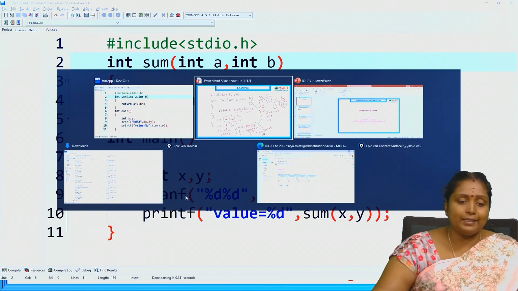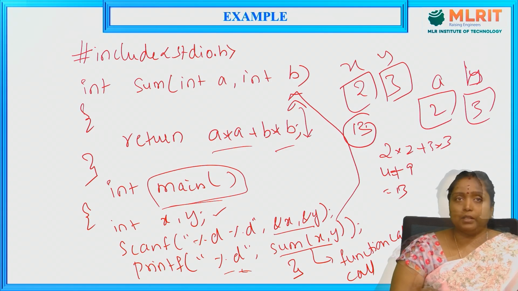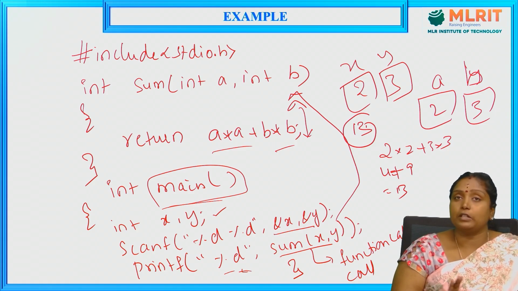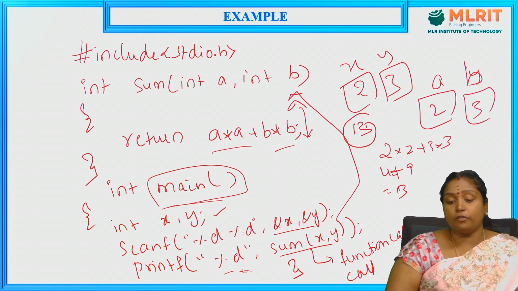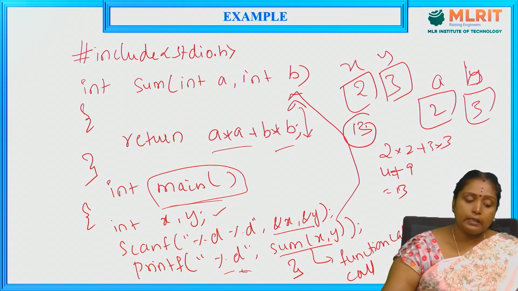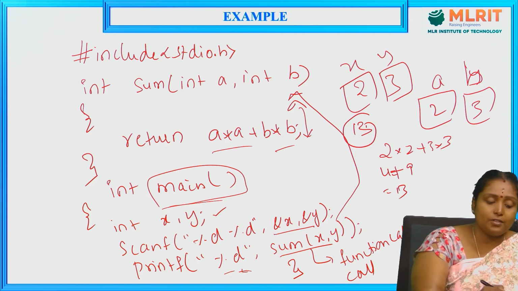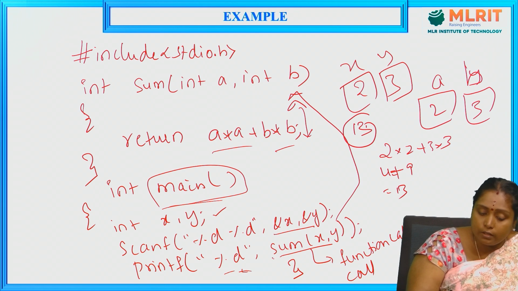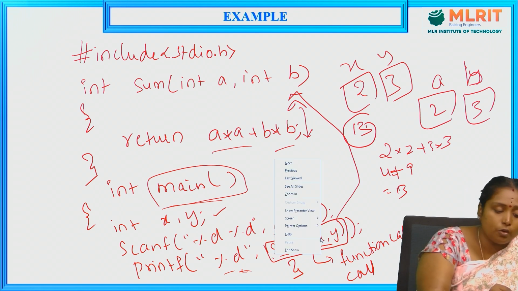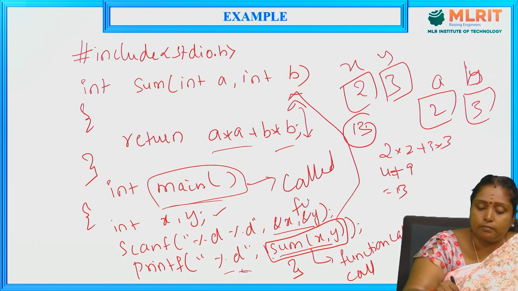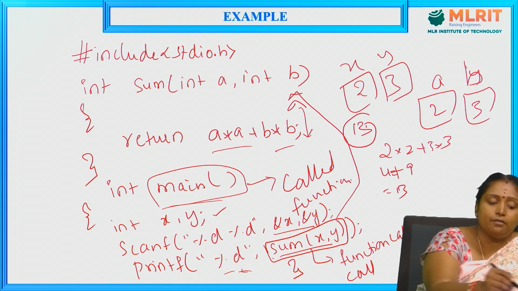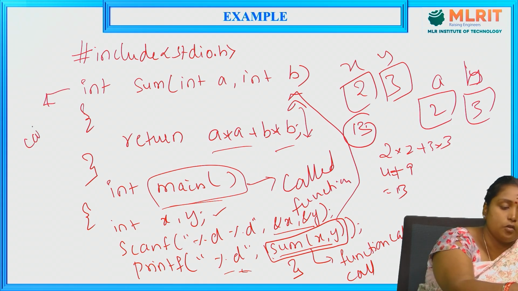In the next session, we are going to see the types of functions, types of function prototypes and everything related to this. So we will go into detail there. Here we have discussed one point, the calling function and the called function. Here we are calling the sum of x and y. So the main function is called the calling function, whereas the sum function is called the called function.